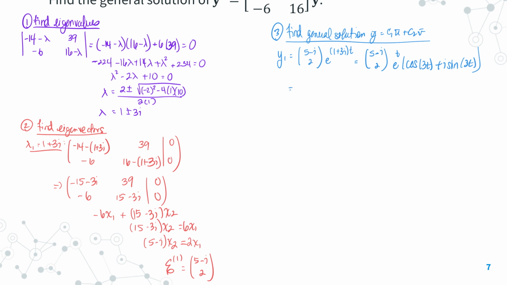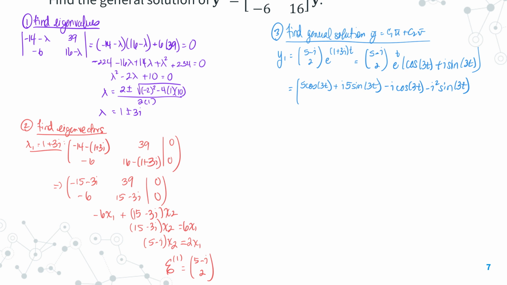Which means now when we start distributing the 5 minus i, we have to distribute. So we'll have 5 times each term, so we'll get 5 cosine of 3t plus i times 5 sine of 3t. And then we have a minus i times cosine 3t and i sine 3t. So minus i cosine of 3t, and then minus i squared, I'll write it up, and then sine of 3t.